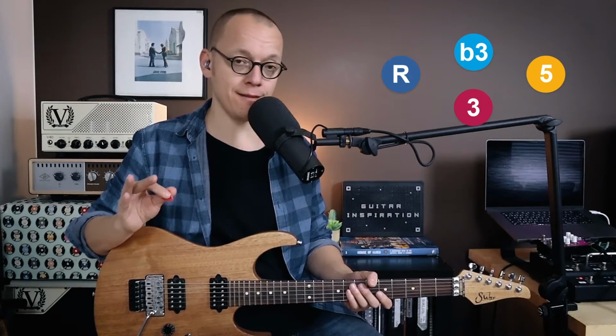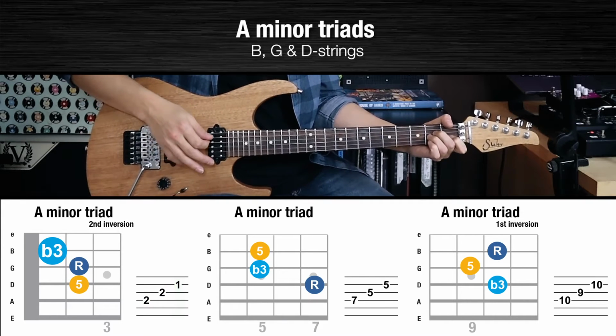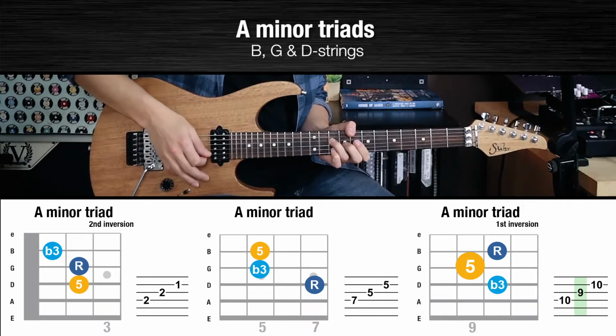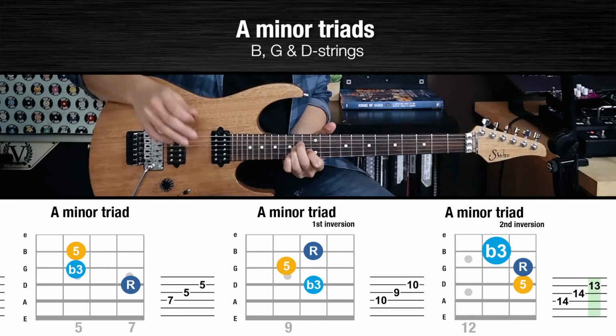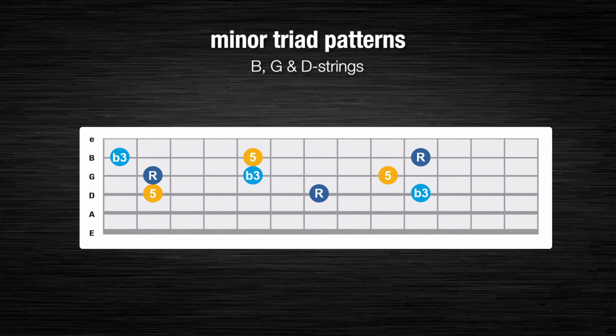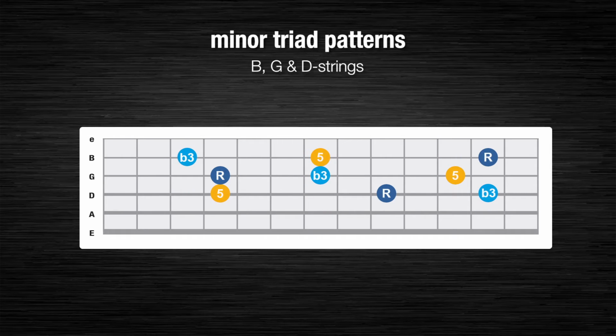And when we locate these for example, the A minor chord on the second, third and fourth strings, this is what you get. And above the 12th fret, these patterns repeat. So there are just 3 triad patterns for A minor on the B, G and D strings, and since these patterns are movable, you can apply them to any minor chord. Just look for the root R and then start building the triads.